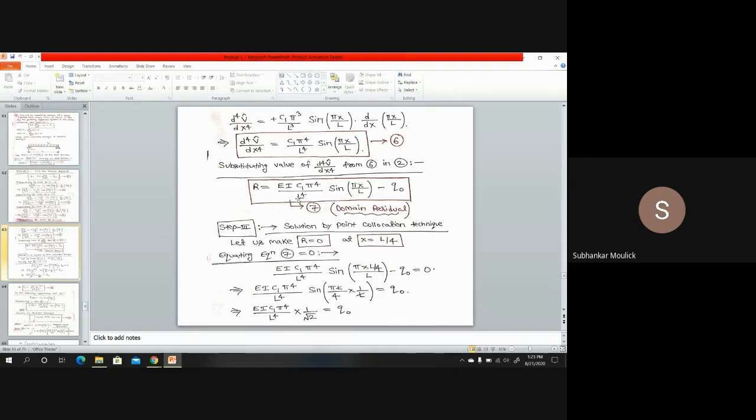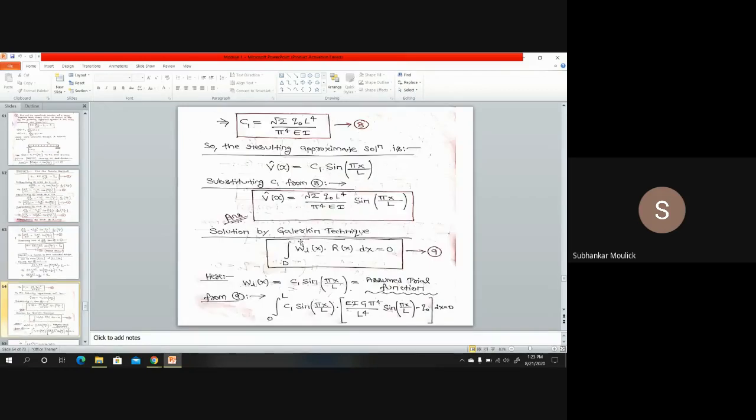So let us multiply this equation number 7 with the weighted function. What I will get is the integral of c1 into sine of pi x by L into the domain residual, which is EI c1 pi to the power 4 divided by L to the power 4 into sine of pi x by L minus q naught, into dx, equal to 0. Now, in order to solve this integral, I will multiply the term c1 sine pi x by L firstly with this particular term, then minus the multiplication of this term with this q naught term.